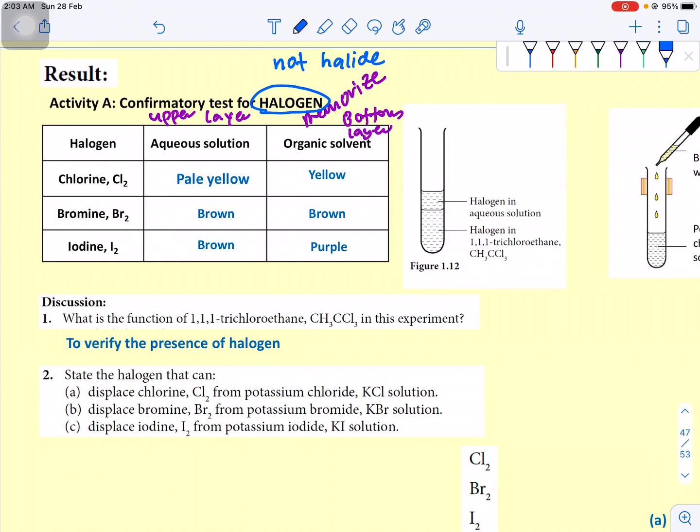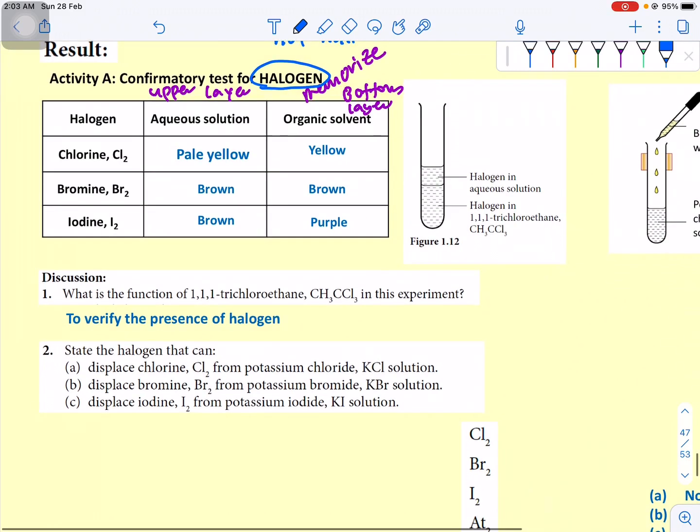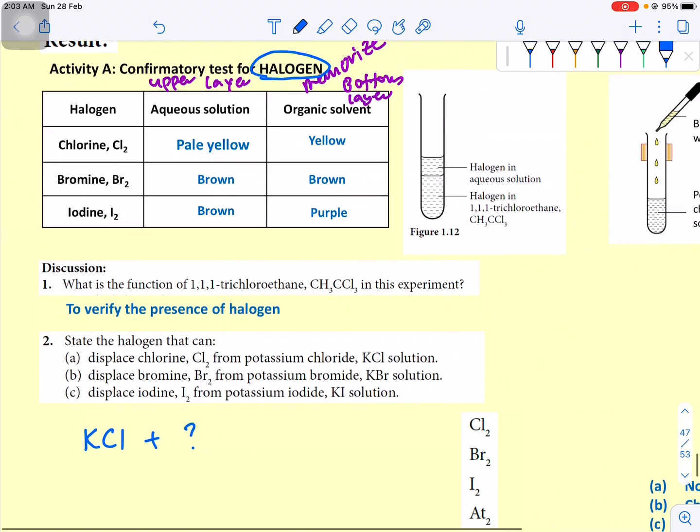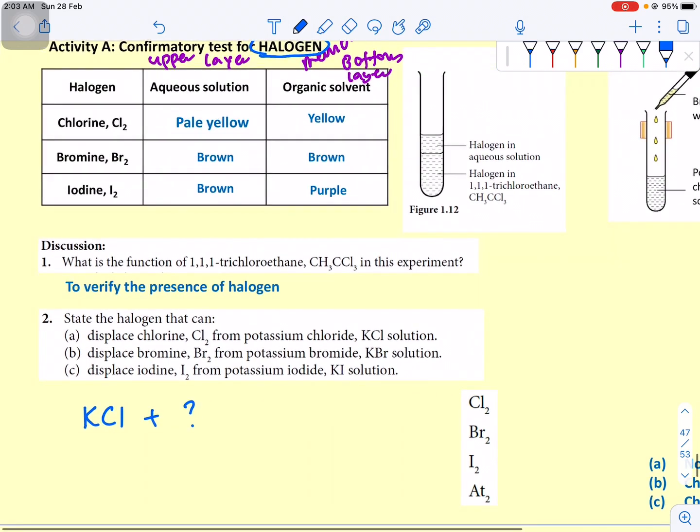Okay, state the halogen that can displace chlorine from potassium chloride. So if we have potassium chloride, is there any halogen that can displace it? The condition is that the halogen must be located above chlorine, more reactive. So chlorine is at the very top. So the answer for A, there will be none. There is no halogen that can kick out chlorine. Why not? Because it is already at the top, so it cannot.